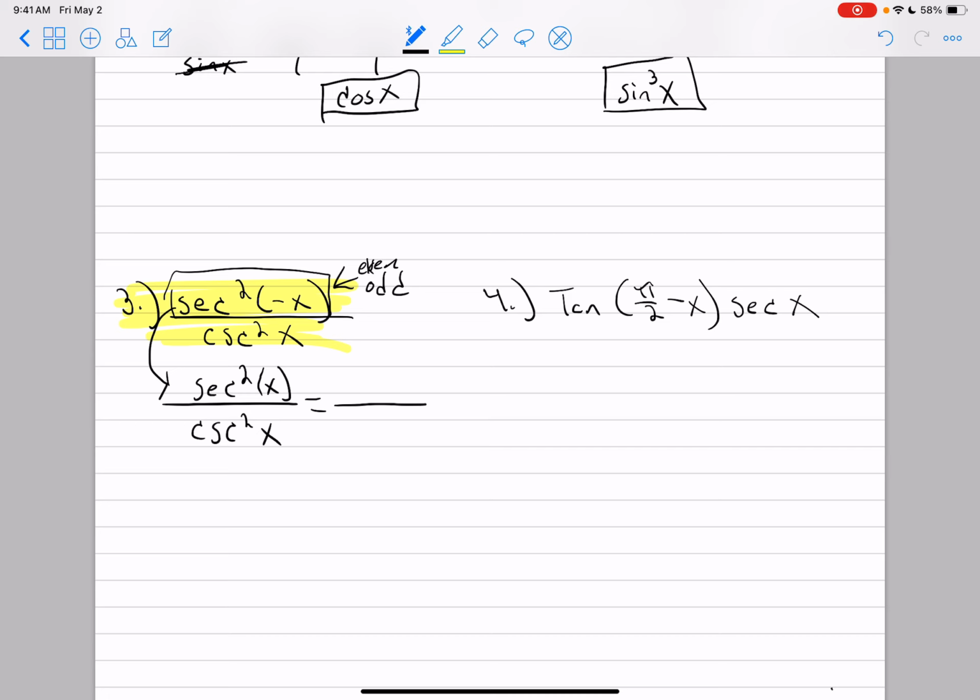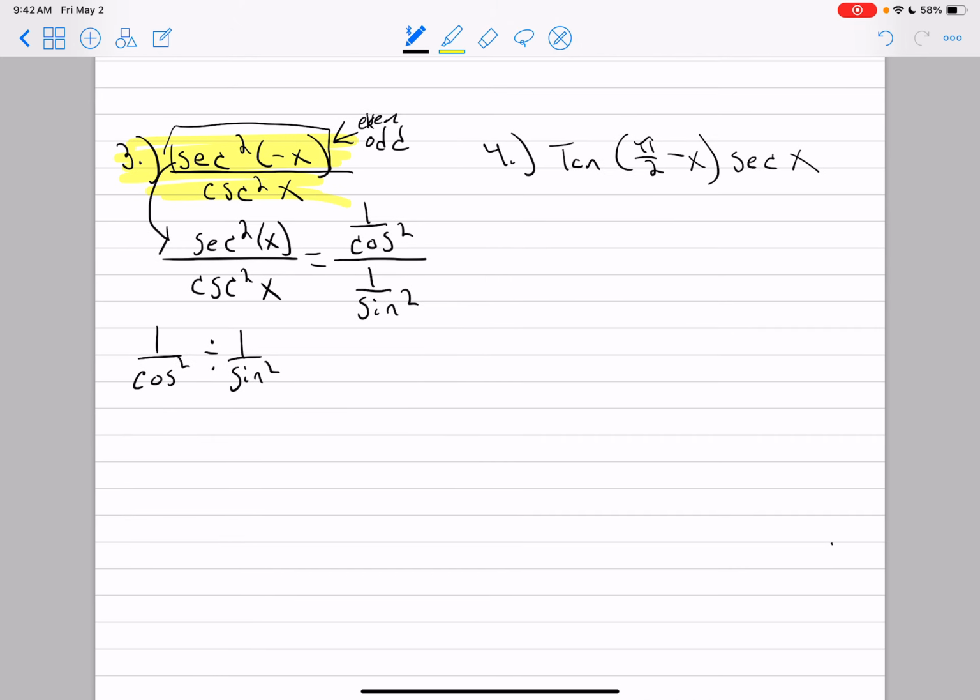Again, the reciprocal of secant is cosine, so secant squared is 1 over cosine squared. And the reciprocal of cosecant squared is 1 over sine squared. All right, well, I can mess with this. Now I have 1 over cosine squared divided by 1 over sine squared. And I know to solve division, I have to flip this around. So 1 over cosine squared times sine squared over 1.